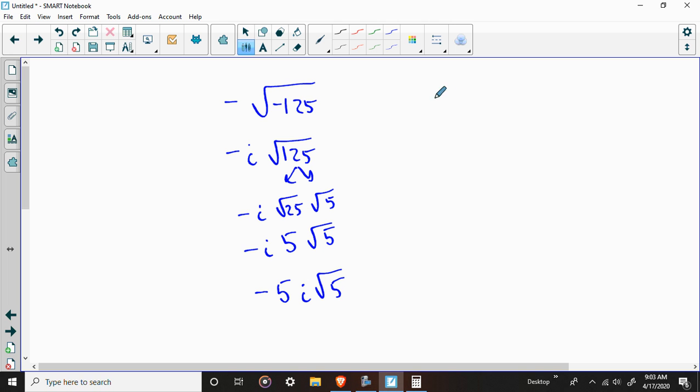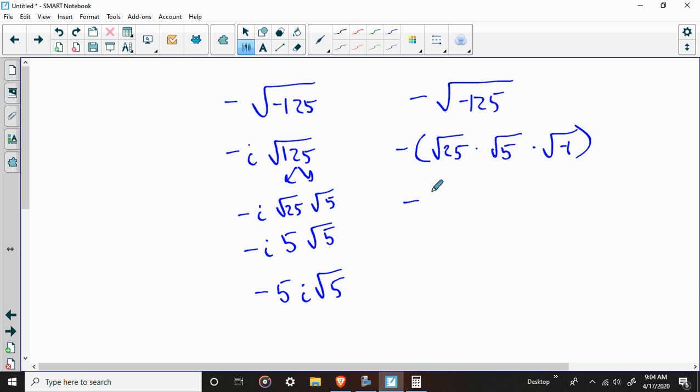Like I said, there's a few different ways to look at these same problems. If you wanted to do it the long way, a negative times the square root of 25 times the square root of 5 times the square root of negative 1. 25 times 5 is 125, times negative 1 is negative 125. The square root of 25 is 5, the square root of 5 is the square root of 5, and the square root of negative 1 is i. And again, a little housekeeping: negative 5i times radical 5.